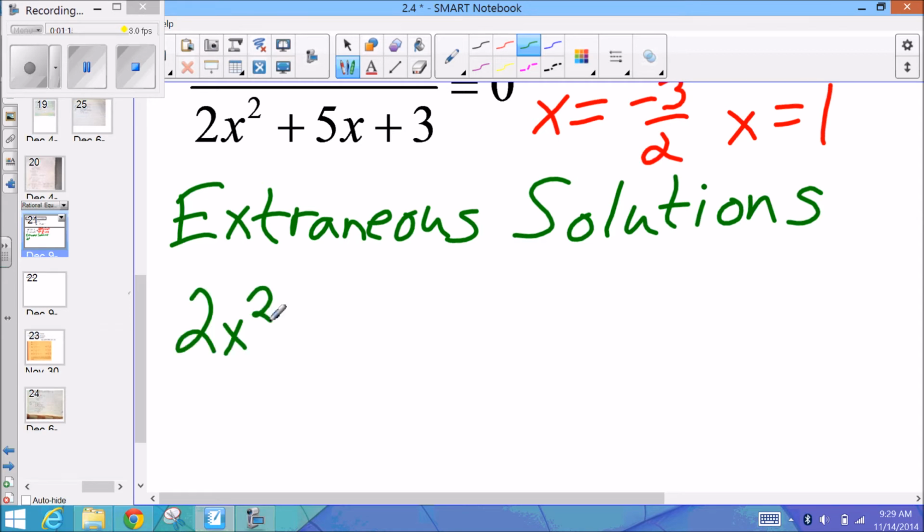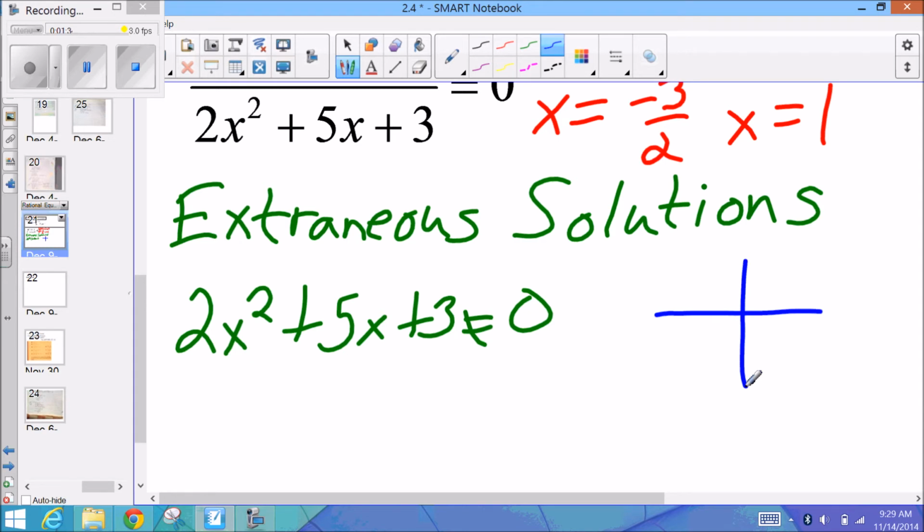Any value that you plug in for x that makes the denominator 0 could not possibly be a solution to this equation. So I'm going to look for those values. What values of x make the denominator 0? Let's see if this is factorable. I'm looking for factors of 6 whose sum is 5. And the magic numbers are 2 and 3.